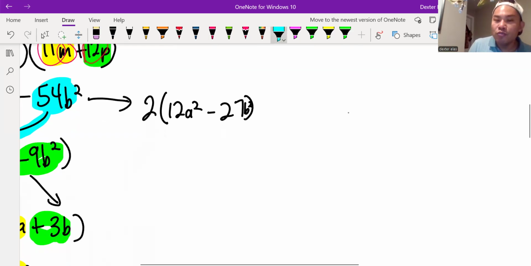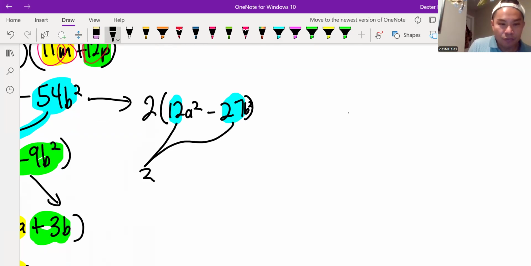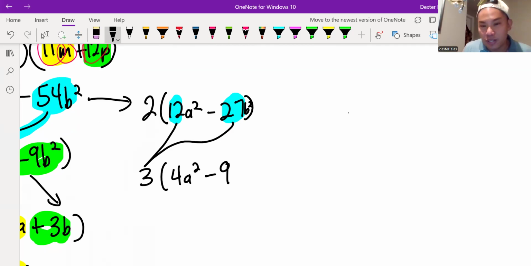But note that you might have to keep going, because between 12 and 27, there is a 3 in common. So after pulling out the 3, we're back into a difference of two squares situation, because 27 divided by 3 is 9 and 12 divided by 3 is 4. And so pop, pop, we got that.